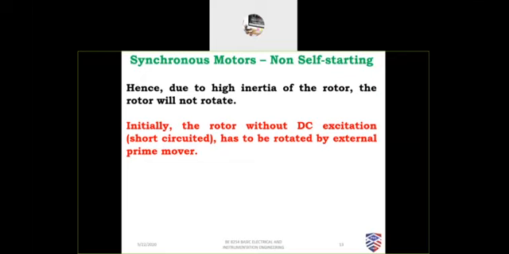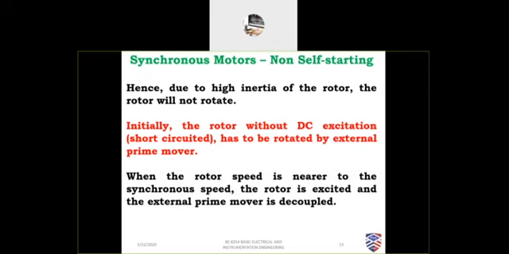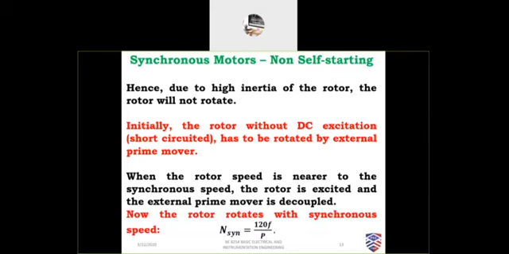Initially, the rotor without DC excitation has to be rotated by an external prime mover. When the rotor speed is near the synchronous speed, the rotor is excited and the external prime mover is decoupled. Then it runs at synchronous speed, N sync equals 120 f by P, where P is the number of poles on the rotor. In a synchronous machine, the stator poles and rotor poles are the same.